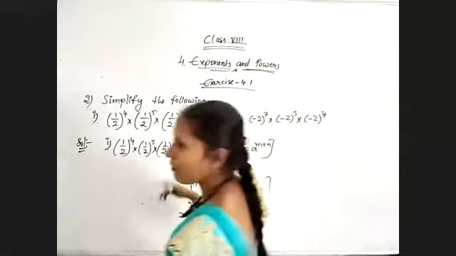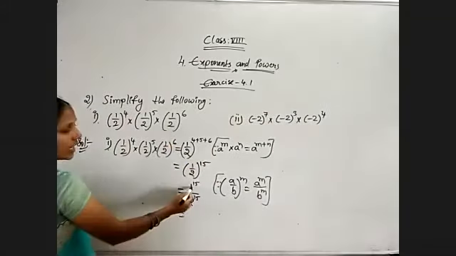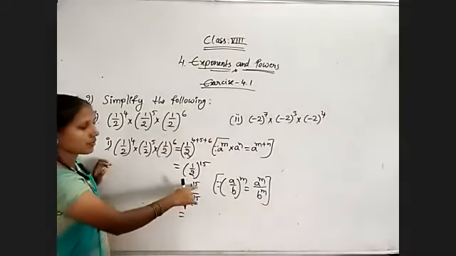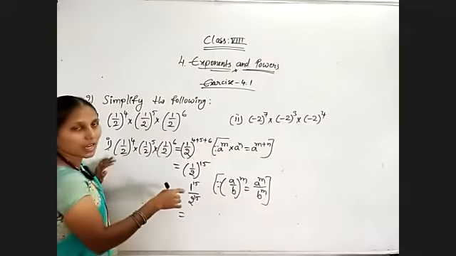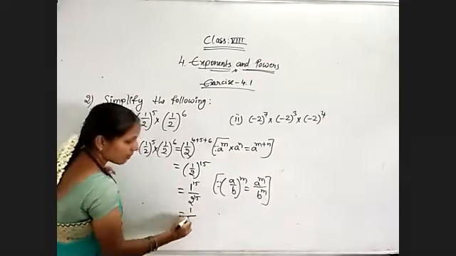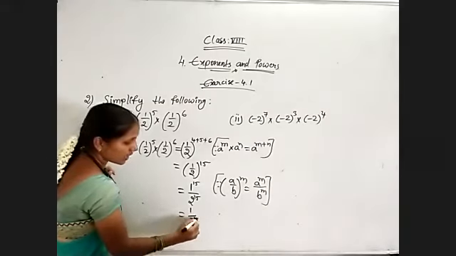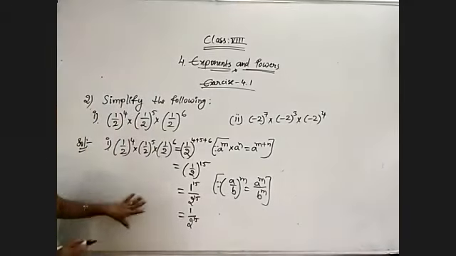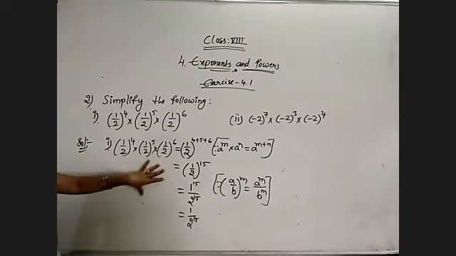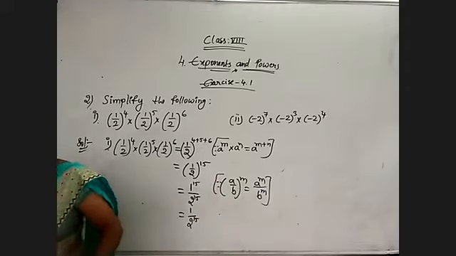So now here I have 1 to the power of 15. 1 is a positive number. Whether the power 15 is even or odd, I will get 1 only as the result. So 1 by 2 to the power of 15. That's all. This is the simplification of the first problem. I hope you understood. Once again, I am explaining.